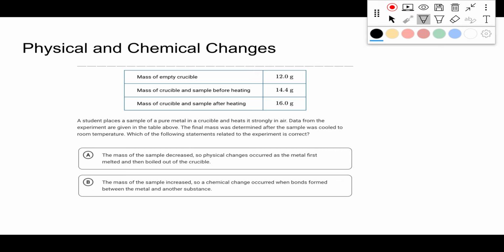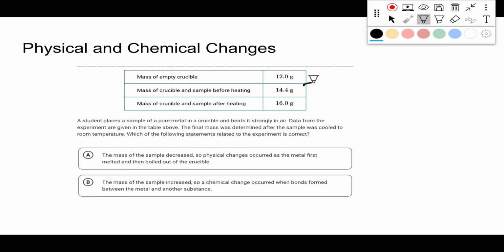So let's look at our data table first. So up here, the empty crucible is just 12 grams. When we put our sample in, before we heated it, it was 14.4 grams. After we heated it, it's 16.0 grams. So our options are the mass of the sample decreased, so a physical change occurred, or the mass of the sample increased, so a chemical change occurred when bonds formed between the metal and another substance.